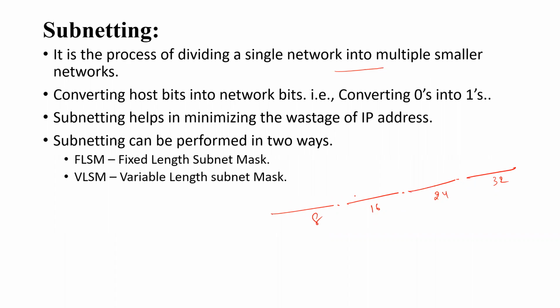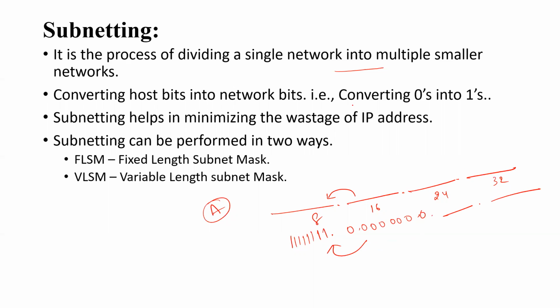Here we are converting host bits into network portion. Suppose it's a class A network. For class A we have all ones in the first 8 bits, and the remaining are zeros. Converting these zeros into ones is called subnetting. Why we have to convert all these, we will discuss.